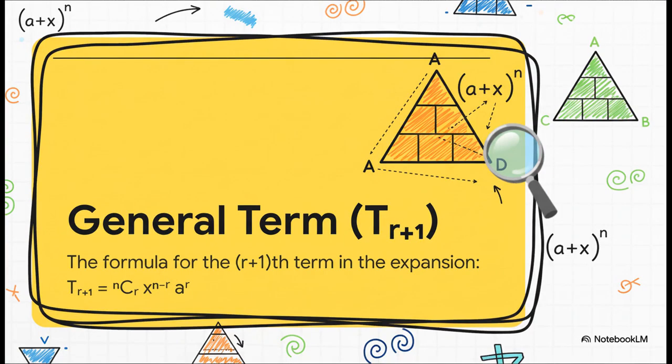Now this little guy here, the general term, is a massive shortcut. Seriously, instead of writing out all 101 terms of our (x + a)^100 problem, what if you only needed, say, the fifth term? Well, this formula, t sub r plus 1, lets you jump right to it. It is an absolute game changer for exams.